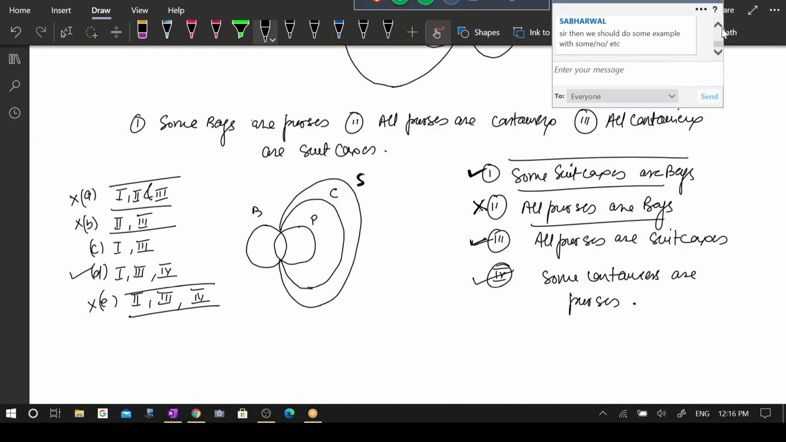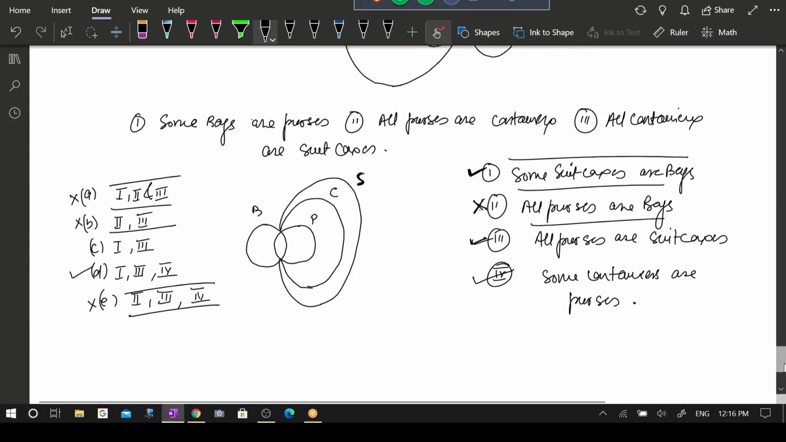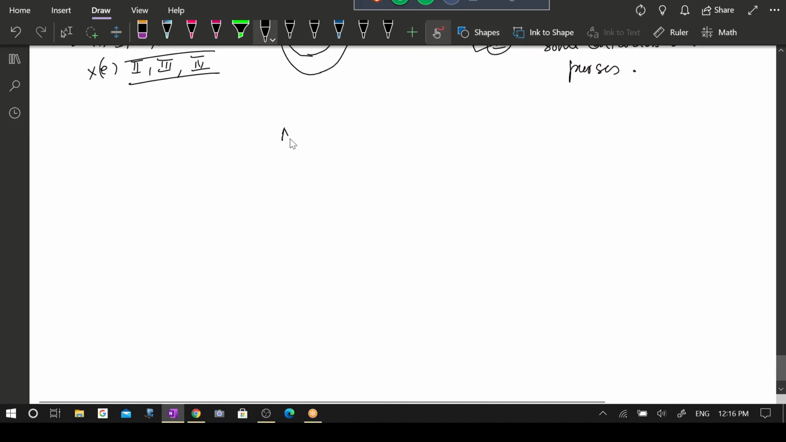Isn't it? Yes, Mr. Sabharwal. Now we are going to talk about it. Let's talk about "no" now, isn't it? Now comes a beautiful aspect: "no" in the conclusions.